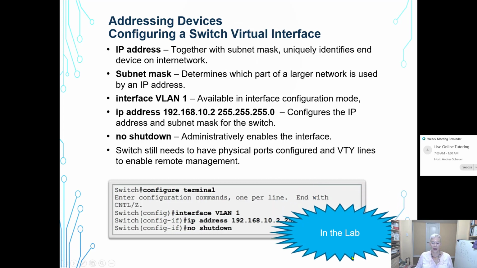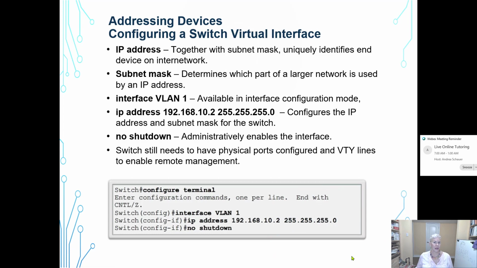And we do that using this VLAN 1, okay? VLAN 1 is a virtual interface, an interface VLAN 1. This is just an example. The switch still needs to have physical ports configured and the VTY, which is the virtual one, in order to manage it. So it's going to have both.